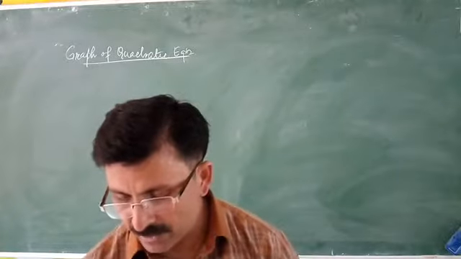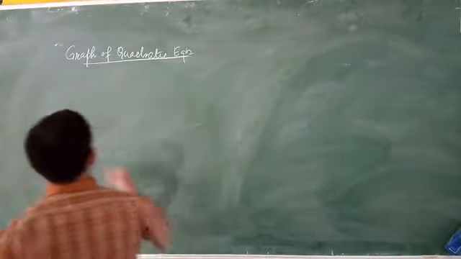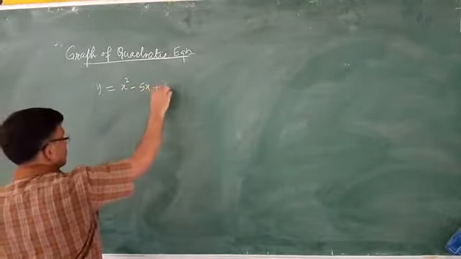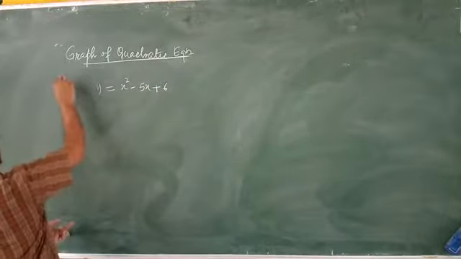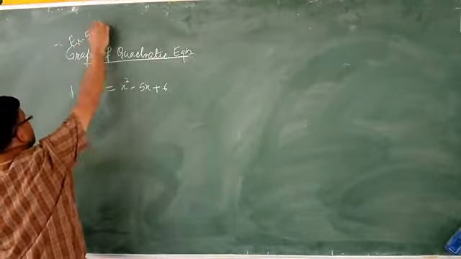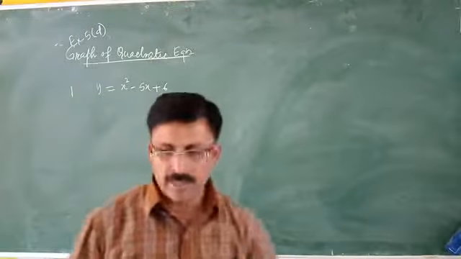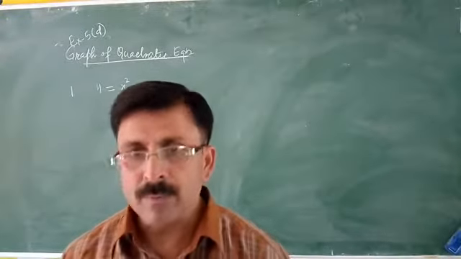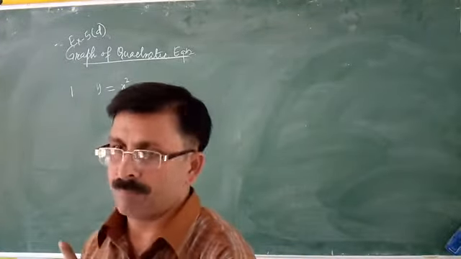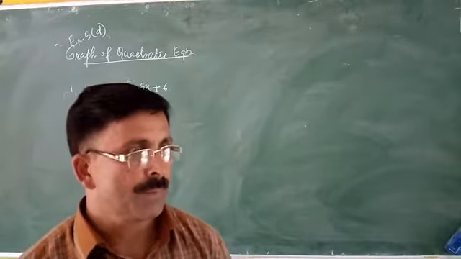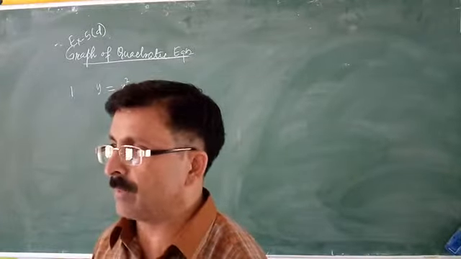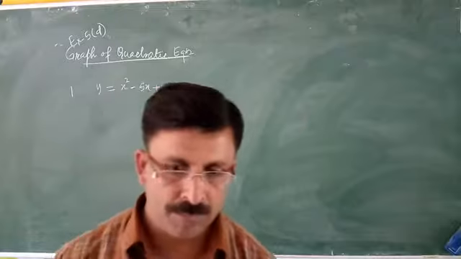So, we are going to take the first question. Y is equal to x square minus 5x plus 6. This is question number 1, Exercise 5. Here I would like to add one thing: sometimes we may have a limit on x. In the old textbook, we are given the limits. In some of the books, we are given the limits. You all have the limits in the question.